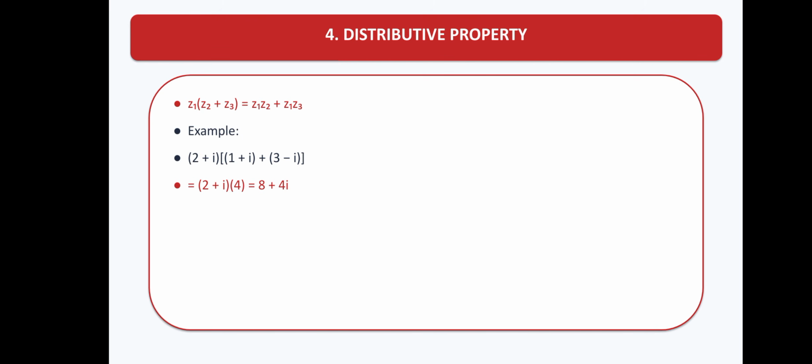Now we have distributive property. Now z1 into z2 plus z3 is equal to z1 z2 plus z1 z3. How? Whenever we have any value outside the bracket, whenever we multiply that bracket, we will multiply that value with all the terms which are in the bracket. So z1 will be multiplied with z2 and z1 will be multiplied with z3. So here we have some example.